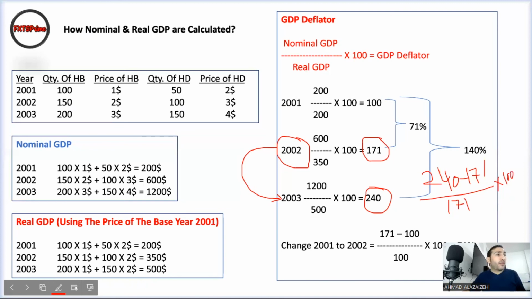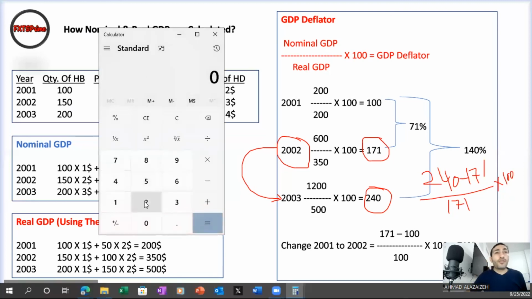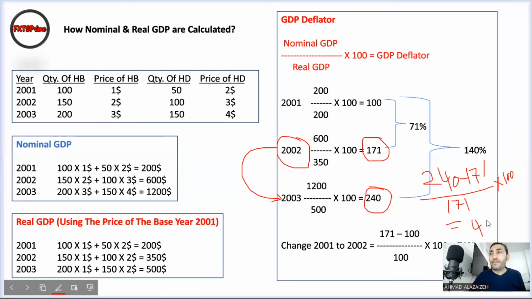Let's use the calculator because I am weak in mathematics. So this will be 240 minus 171, the deflator of the base year, divided by the 171 again, multiplied by 100, and this will be equal to 40%. So you can see what the GDP deflator does with the nominal GDP. So let's move on to the next slide.